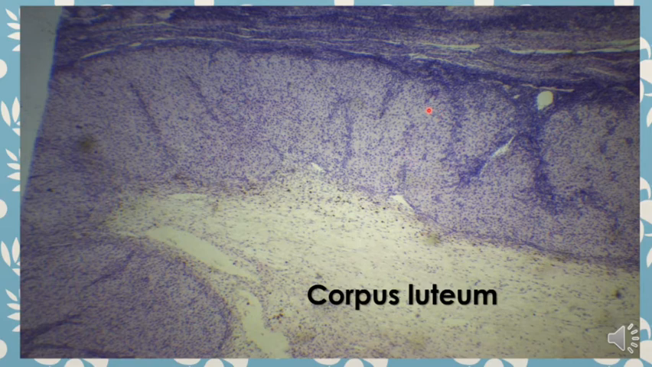Okay, you can see in these sections two cells. The hypertrophic and lighter staining cells are called granulosa lutein cells, derived from the granulosa cells.